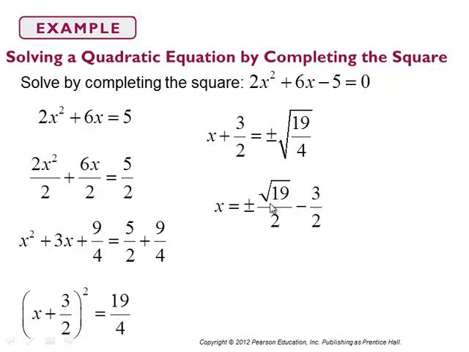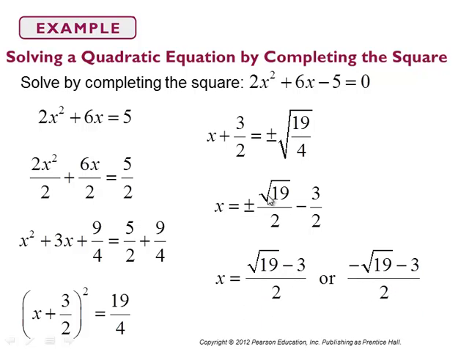So now you've got two solutions. You either have positive square root of 19 minus 3 over 2, or you got negative square root of 19 minus 3 over 2. So here's your two solutions, exact. Okay, so we just solved this equation by completing the square. Any questions?